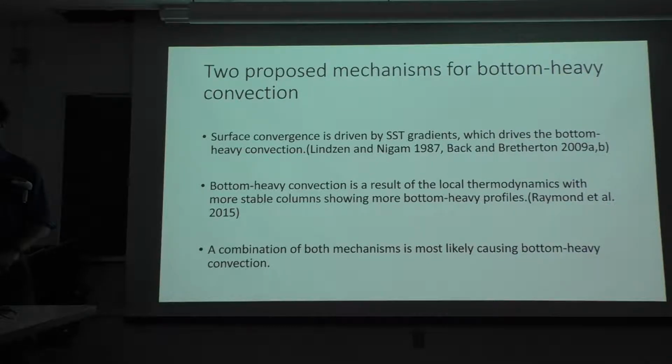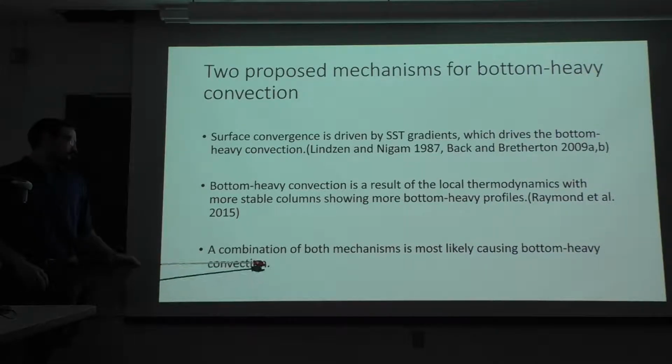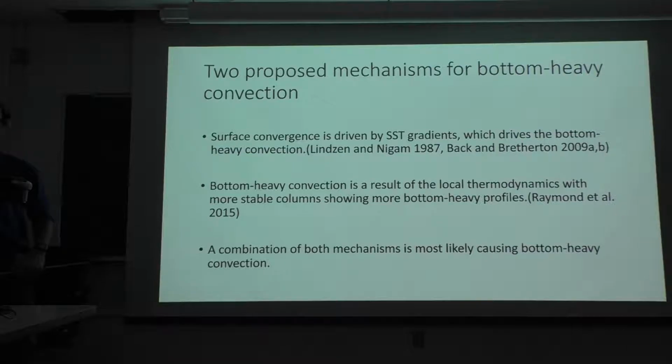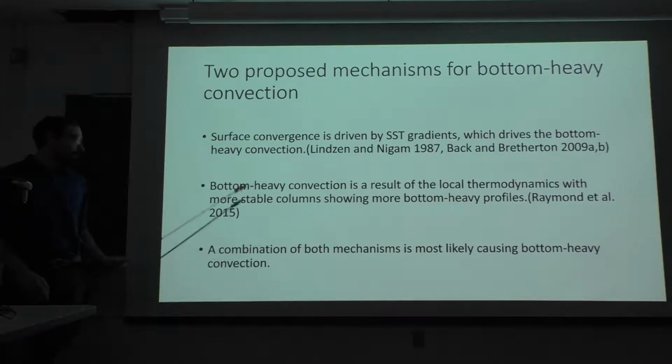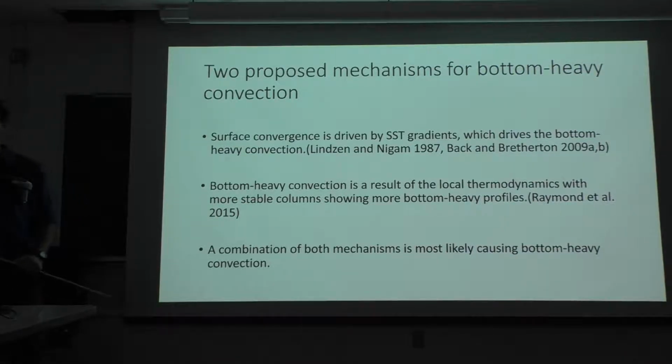The other idea is that bottom heavy convection is a consequence of the local thermodynamics causing the column to be more stable, and this increased stability leads to bottom heavy convection. Or an alternate is it's a combination of both of these because they are not mutually exclusive, and it can be both of them acting in concert, causing what we see with the bottom heavy vertical motion.